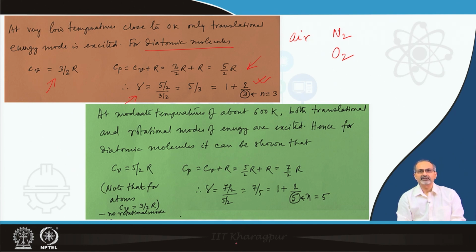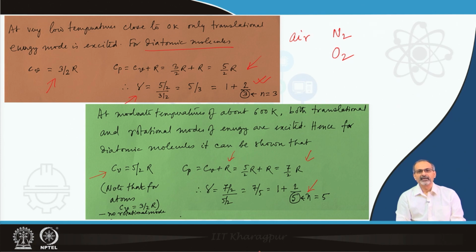At moderate temperatures of about 600 Kelvin or so, both translational and rotational modes of energy are excited. Hence, for diatomic molecules, it can be shown at those temperatures based on the excitation that Cv will turn out to be 5/2 R. Cp again with the addition of R over here with Cv gives you 7/2 R. The gamma ratio gives you 7/5, which can be expressed in this form, where n comes out to be 5.